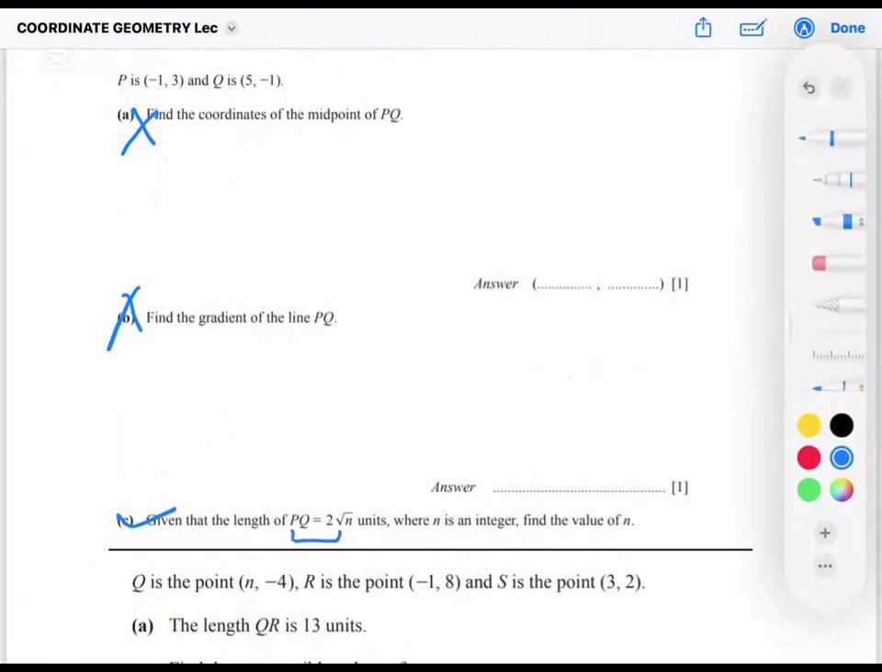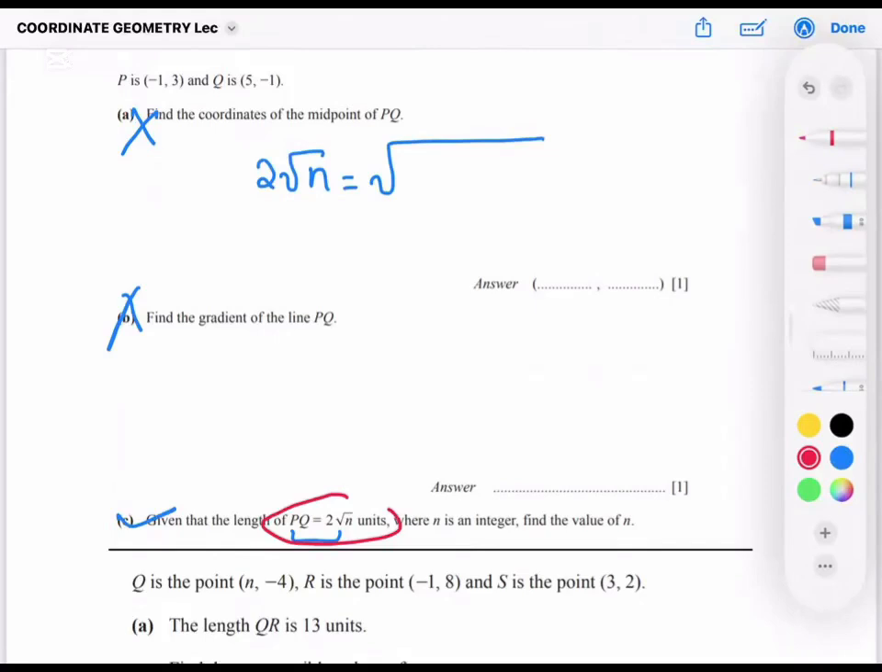In the previous part, what were we finding? We were finding the length between two coordinate points. Right now, they have given the length, where n is an integer, find the value of n. So I will write 2 root n will be equal to the formula, because they already mentioned that this is the length of PQ. So I write 2 root n.